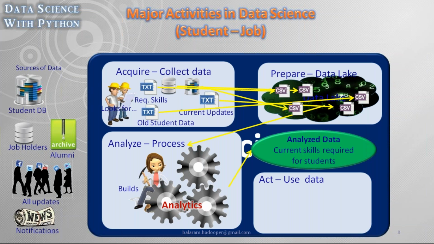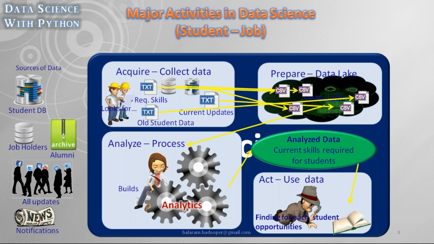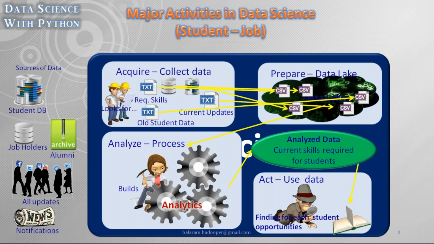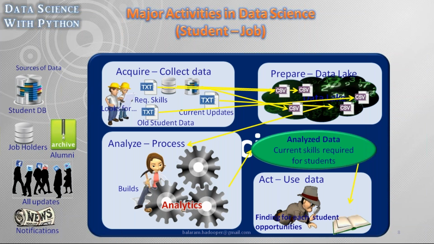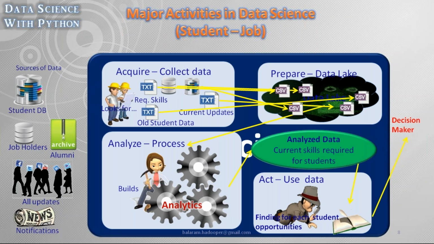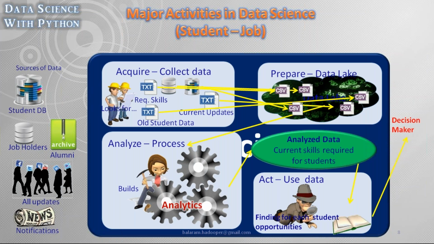Now, this is the product, and then we have to use this. For that, we have to find the student opportunities. For every student, what is the opportunity? Take one student, based on the analyzed data, what is the student opportunity? We have to concentrate on that, so we have to see the opportunities for each and every student. Then we have to give that information to the decision maker so that the decision maker will decide which course has to be started for students.